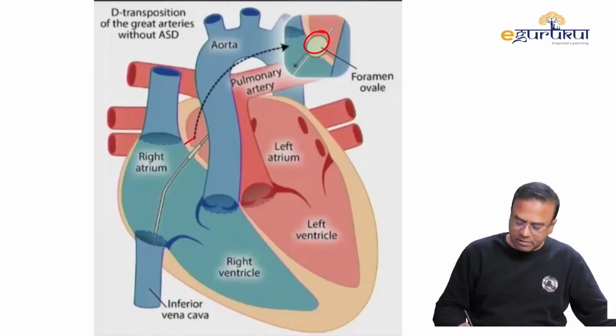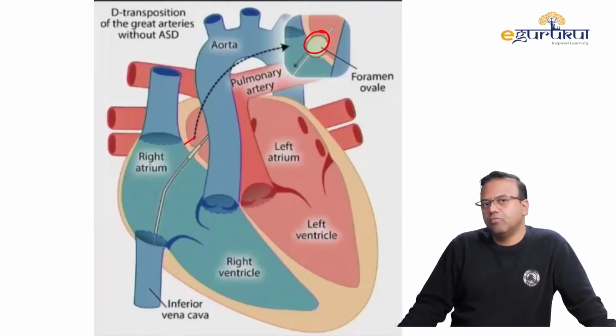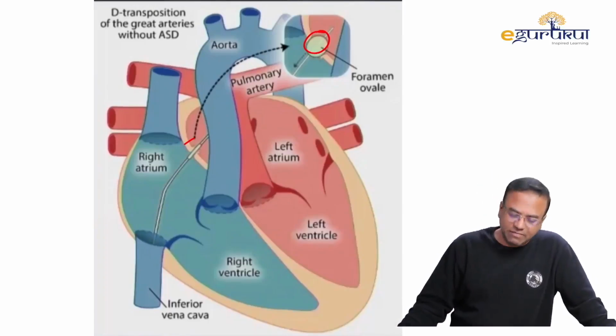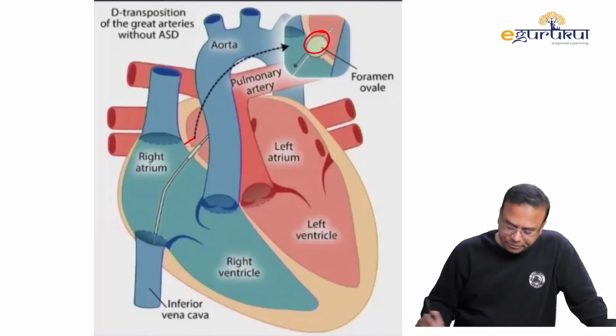We're creating a tear in the atrial septum. This is called atrial septostomy. This is a procedure that we do in the newborn phase itself, rather in the neonatal phase itself, and this allows a good amount of mixing of blood across the atrial septum, right?